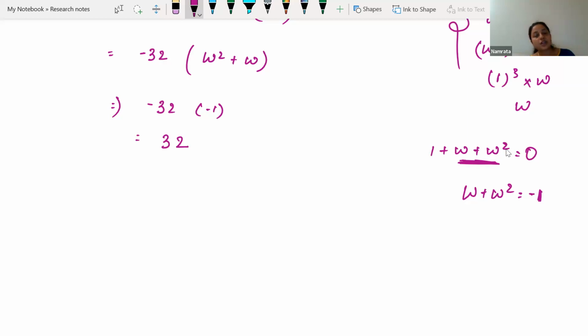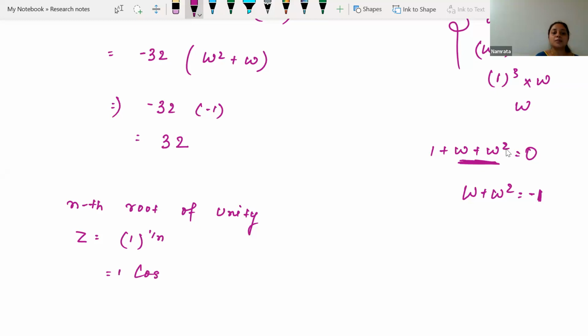So I have taken those properties which you will be able to understand over here. Now, nth root of unity, the very last concept, says z is equal to 1 to the power 1 by n. We just converted 1 into polar form and got cos 0 plus i sin 0, to the power 1 by n. Yes or no? Yes, ma'am.